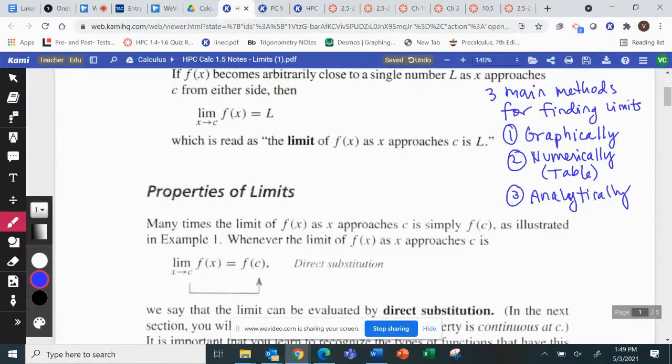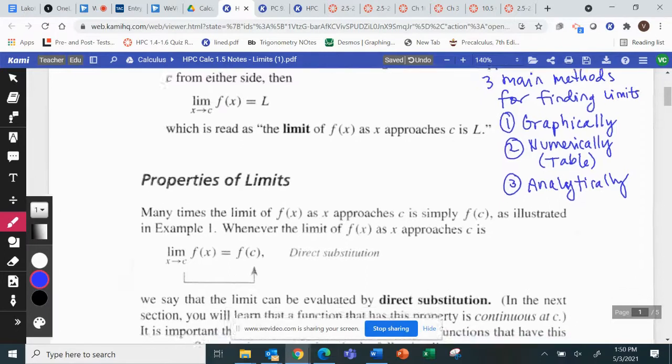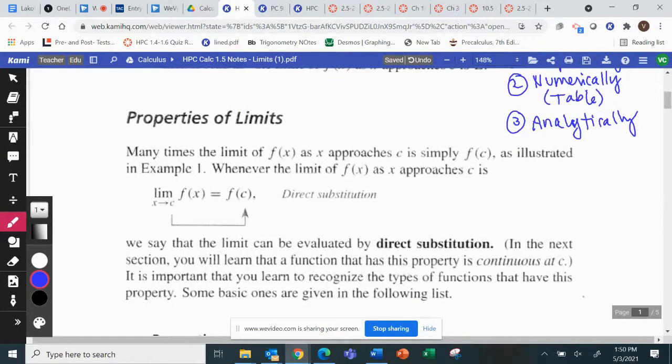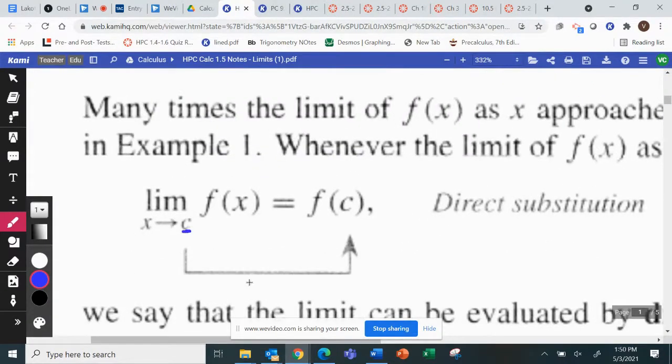And that's going to be using properties and theorems that we either are going to learn or have learned. So the first approach would be to use something called direct substitution. Direct substitution is exactly what it sounds like. You're going to substitute the number into the equation. So this says here, if the limit of x approaches c of some function f of x, you just do f of c. You plug c in. That's direct substitution.